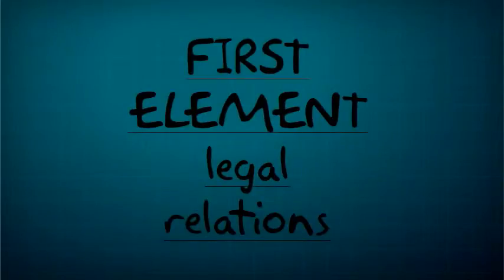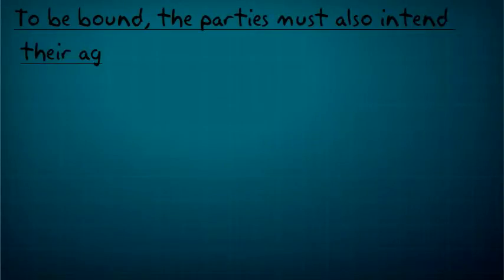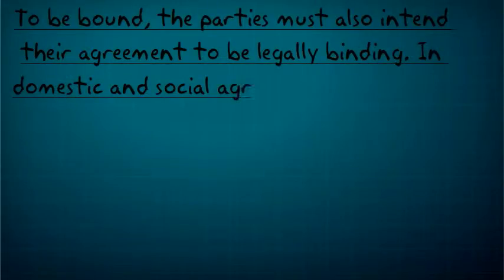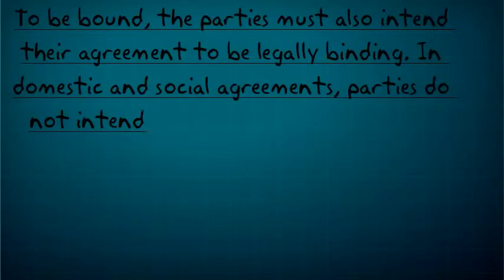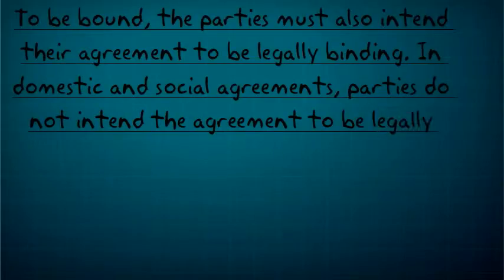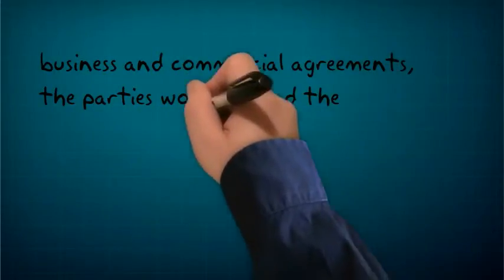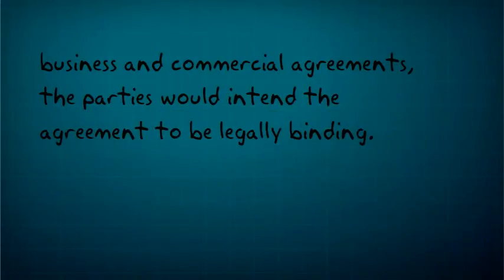The first element is intention to create legal relations. This element means that the parties who have an agreement supported by the consideration may not necessarily be legally bound by their agreement. To be bound, the parties must also intend their agreement to be legally binding. In domestic and social agreements, parties do not intend their agreement to be legally binding, whereas in business and commercial agreements, the parties would intend the agreement to be legally binding.